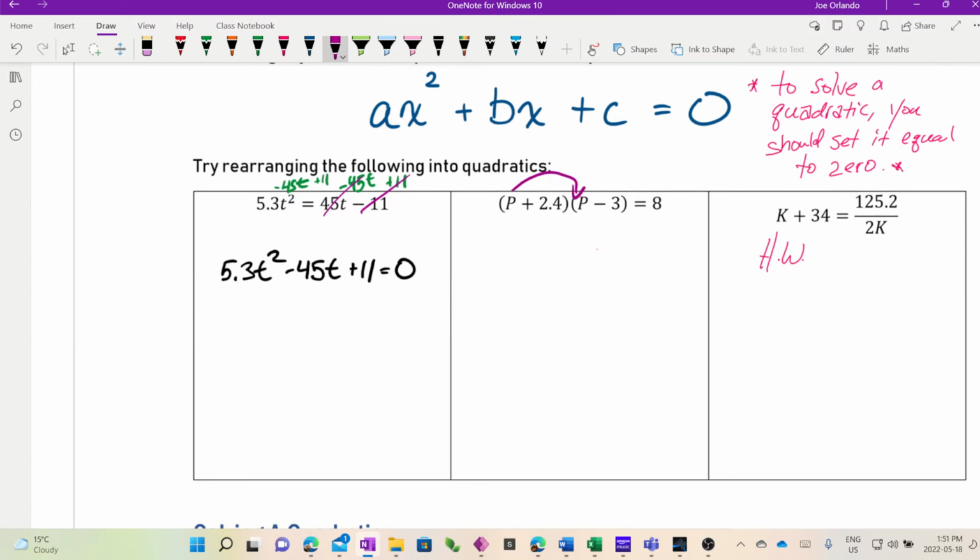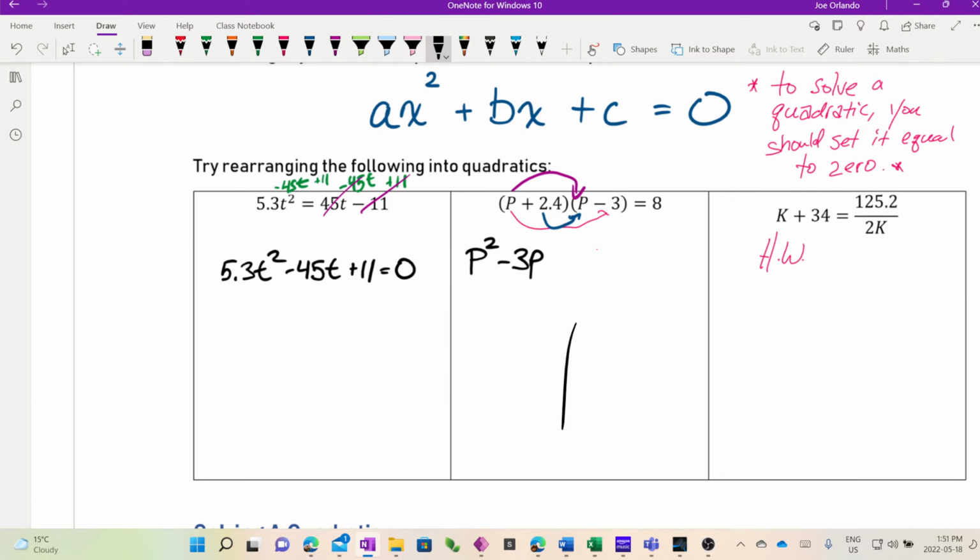So what's p times p? P squared. What is p times negative 3? Negative 3p squared. What is 2.4 times p? Oh, no, it's not. Good eye. Why isn't p times p 2p instead of p squared? Because it's not plus, it's multiplying. When you have two brackets like that, you are multiplying.